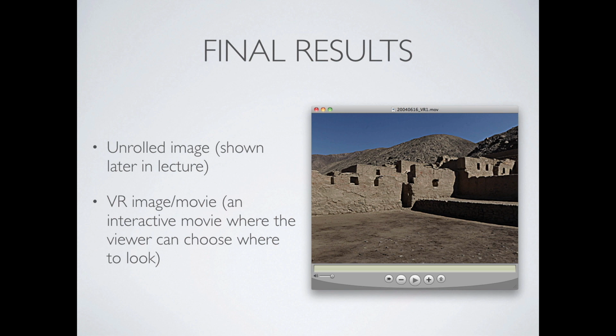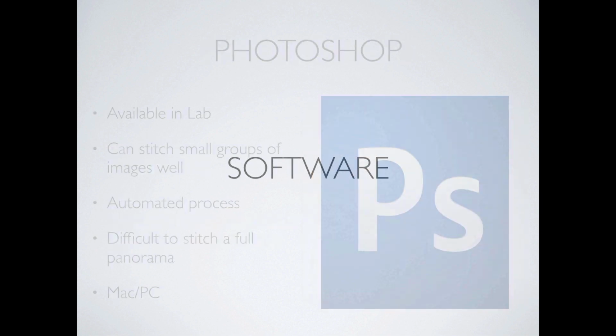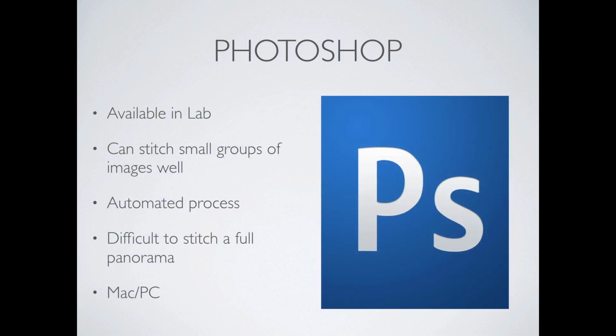You can also get a virtual interactive movie or still that you can interact with and choose what you want to look at. And so either of those are available to us. So software that does this, guess what? Photoshop does it. That's what we're going to use today. It's available in the lab.